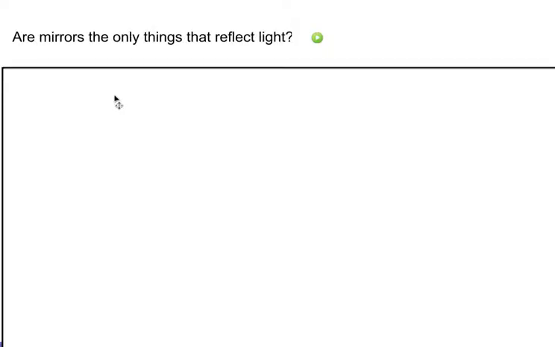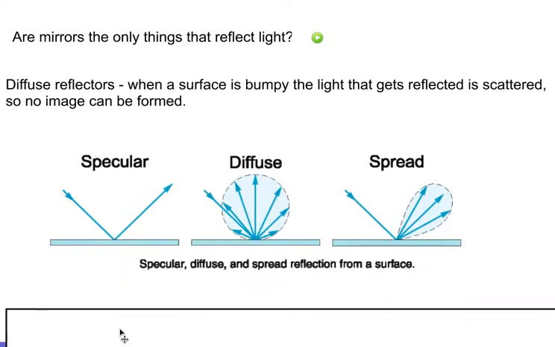So as I said, mirrors are not the only thing that reflect light. There are actually three different types of reflectors. A specular reflector is the type of reflector that a mirror is, where all the light that comes from one source all bounces off in the same direction, and that's how it's able to make an image.